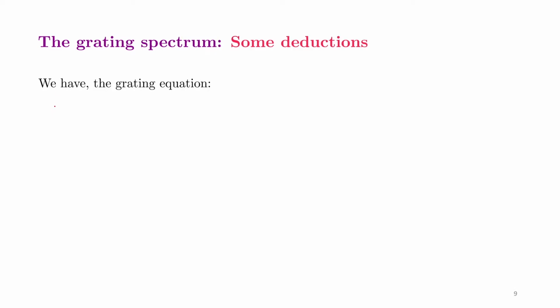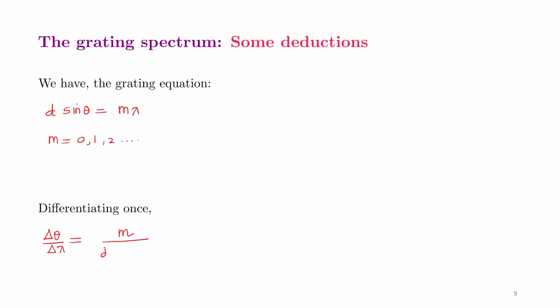We'll now discuss some deductions from the grating equation. The grating equation is given by d sin theta equal to m lambda, where m equal to 0, 1, 2, etc. When we differentiate this equation once, we get delta theta over delta lambda as equal to m over d cos theta.